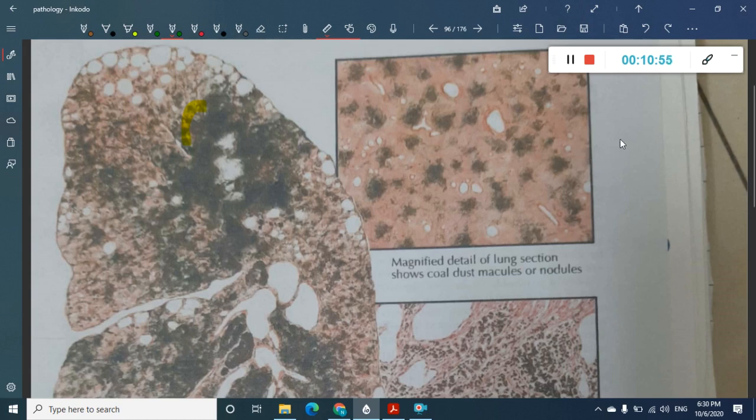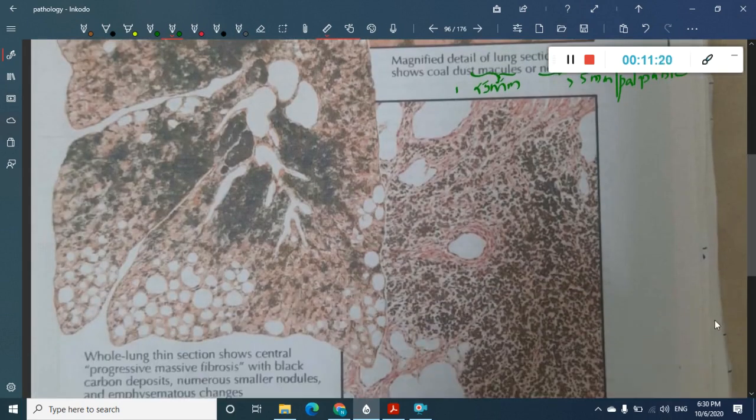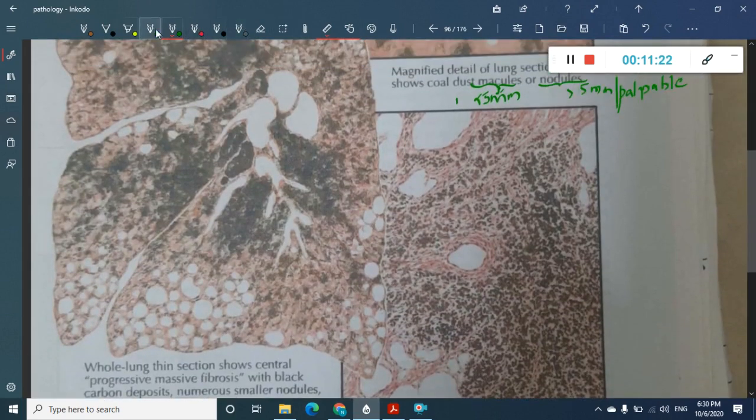When do you call them macules? We call something a macule if it is less than 5 millimeters. If these deposits or foci are less than 5 millimeters, then we call them macules. If they are more than 5 millimeters, or if they are palpable, then we call them nodules. Now what do you see microscopically? So this is the microscopic picture, let me highlight this here, you see macules and nodules.